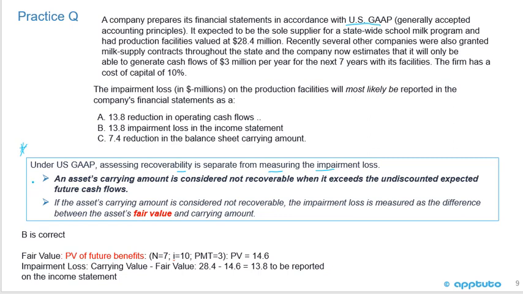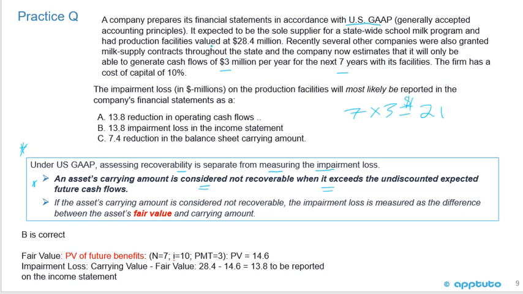So is the asset impaired? An asset's carrying amount is considered not recoverable when it exceeds the undiscounted expected future cash flows. So they've given us here the undiscounted expected future cash flows. It's $3 million per year for 7 years. So I don't even need my calculator. 7 times 3 equals 21 million, okay?